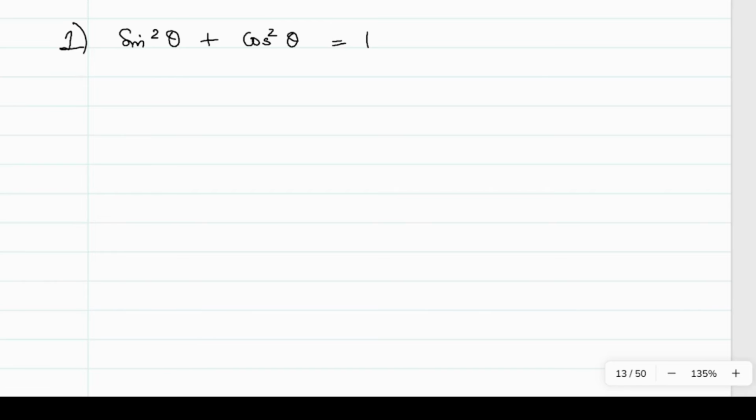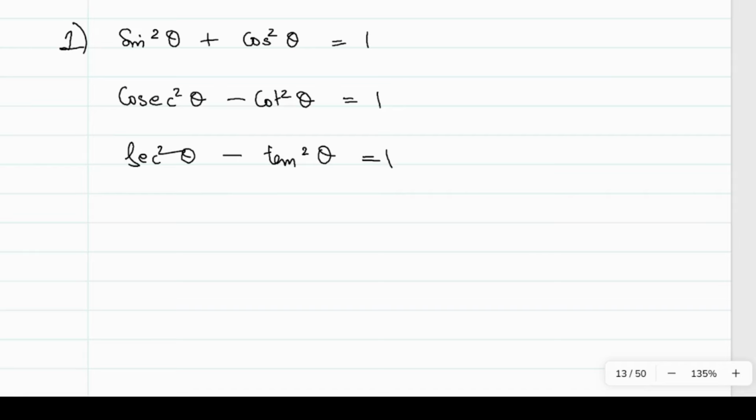Then you have to learn cosec² minus cot² equal to 1. Okay, then comes sec² minus tan² equal to 1. These three equations we will have to learn by heart.